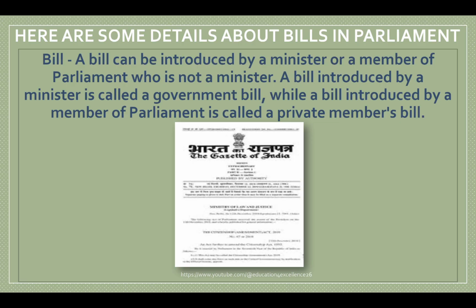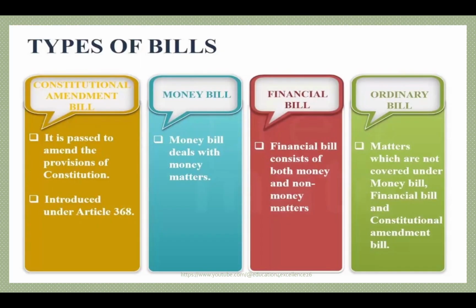A bill can be introduced by a minister or by a member of parliament who is not a minister. A bill introduced by a minister is called a government bill, while a bill introduced by a member of parliament is called a private member's bill. There are many types of bills: constitutional amendment bill, money bill, financial bill, ordinary bill.